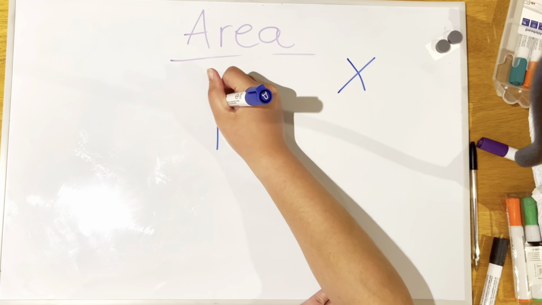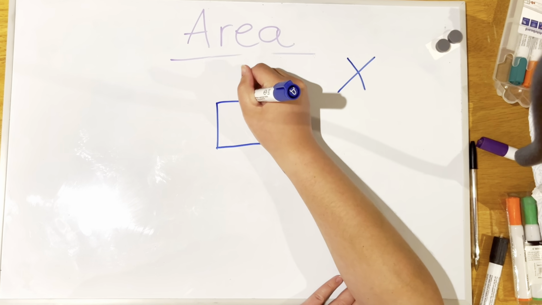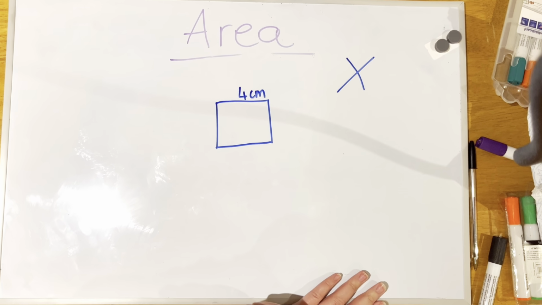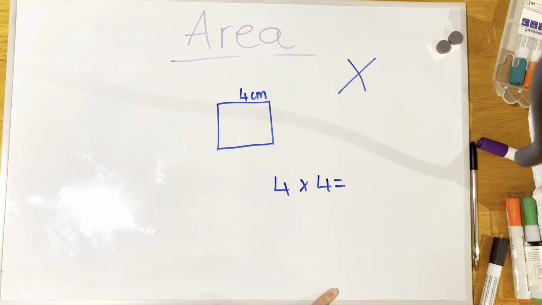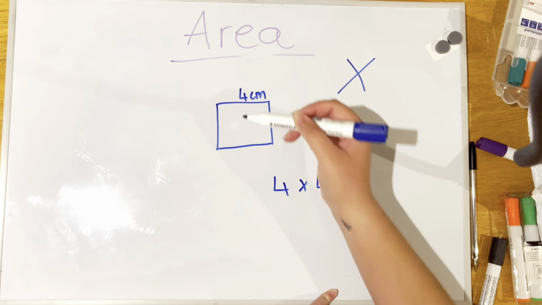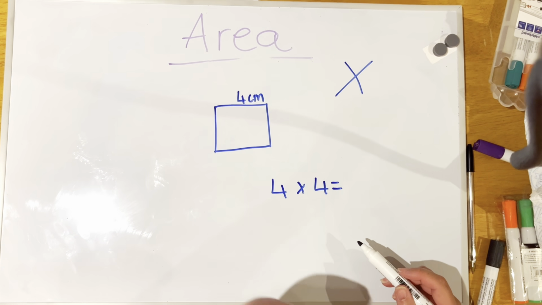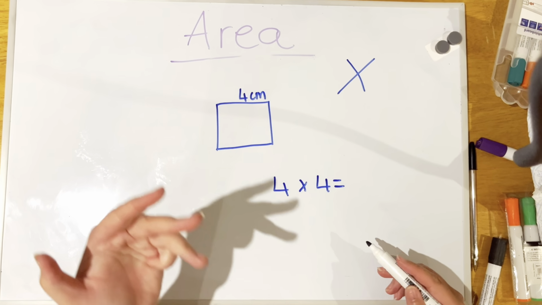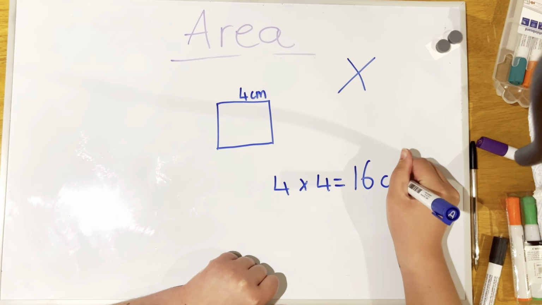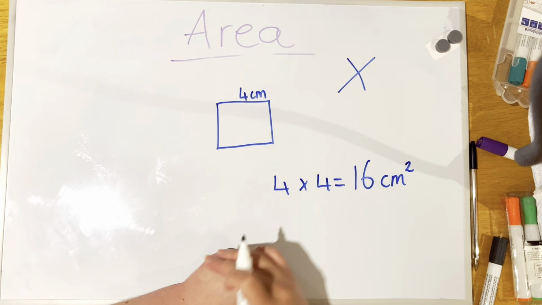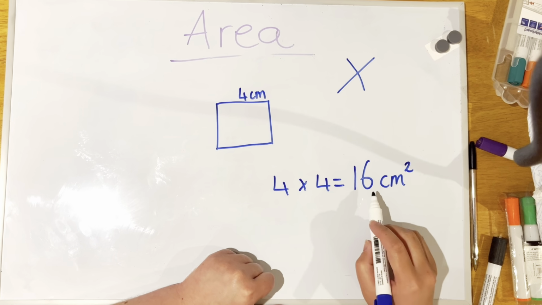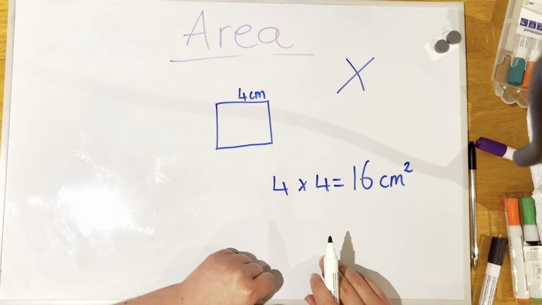So for example, if I had a square and it had 4 centimetres and I wanted to work out the area of the shape, I would need to do 4 times 4. Now I know it's 4 times 4 because the square, all my sides are the same size. So 4, 8, 12, 16. So 16 centimetres. When we're working out the area, we always do squared. That little 2 shows it's squared because we're looking at the inside. So in total, my area is 16 centimetres squared.